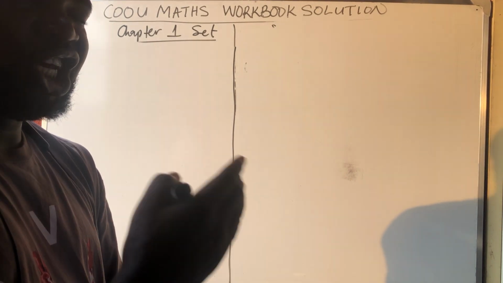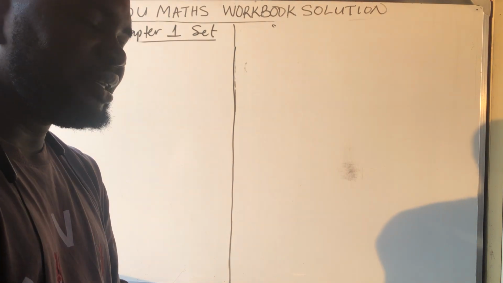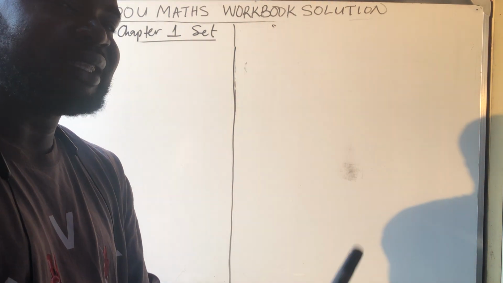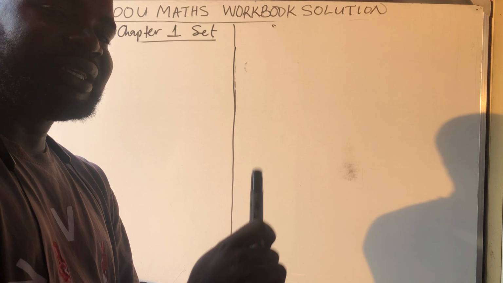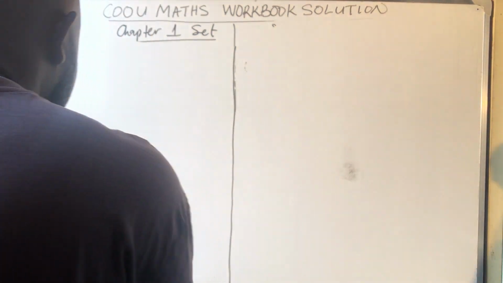Okay, they will only change a few things. So this workbook, if you can solve it by yourself, I am guaranteeing that you cannot have anything less than a B. You cannot have anything less than a B if you can solve this workbook by yourself. So follow us as we solve the workbook.